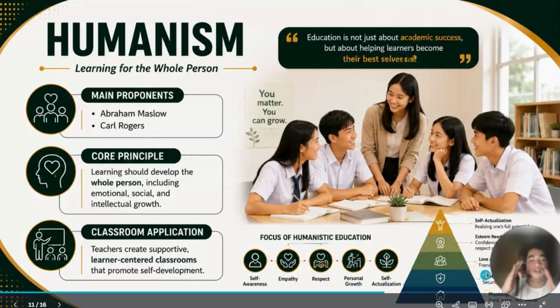Okay, makikita niyo diyan, meron tayong triangle. Self-actualization, esteem needs, and etc. Okay? So, teachers create supportive and learner-centered classrooms where students feel safe, respected, and motivated. So as shown in Maslow's hierarchy of needs, students learn best when their basic needs are first met. Only then can they reach self-actualization, which means achieving their full potential.